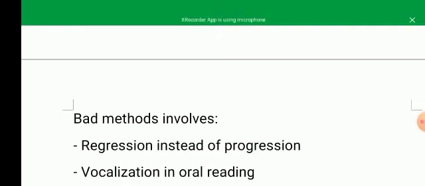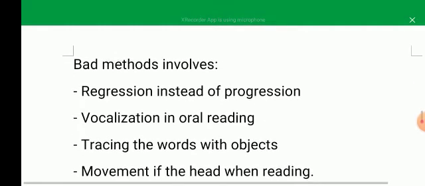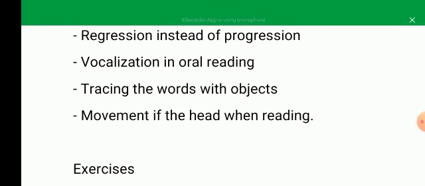Get involved. Now we have the bad methods, which involve regression instead of progression. When you start reading, maybe you answer a call, maybe you are doing another thing, then you go back to it. You see that you have to start again. Then the other one is there, the other point is there, the other one is there too.